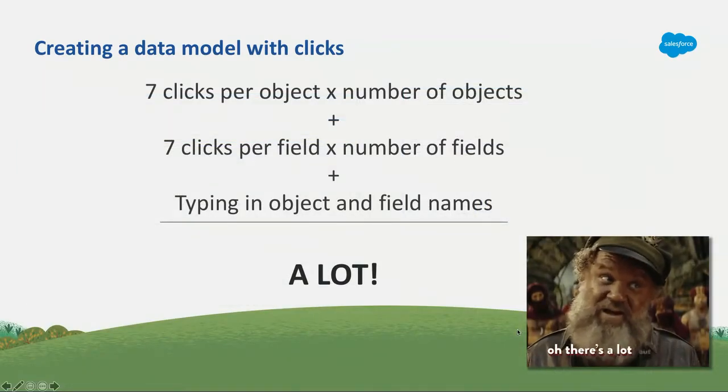We looked at how many clicks you do going through that flow. It's about 7 clicks per object, times the number of objects, and then about 7 clicks per field, times the number of fields. And then it's a lot of typing, because you have to type in all the field labels and everything. Using the previous numbers, 75 objects and 800 fields, it isn't a million clicks, it's over 6,000. But multiply that by the number of projects, and we're looking to save you a million clicks for real.